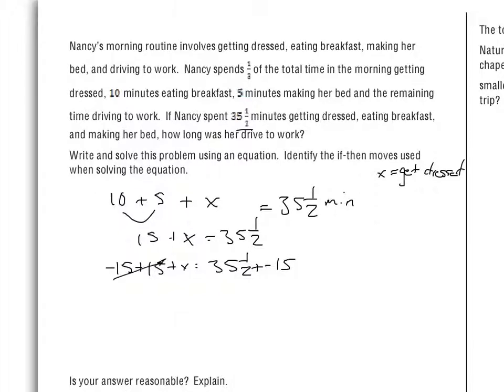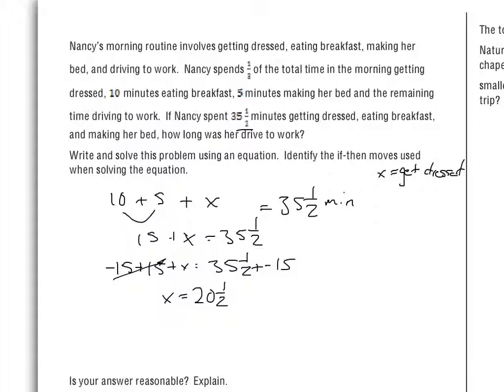That adds up to 0. So that's going to tell me that x, how long it takes her to get dressed, is equal to 20 and 1/2 minutes.